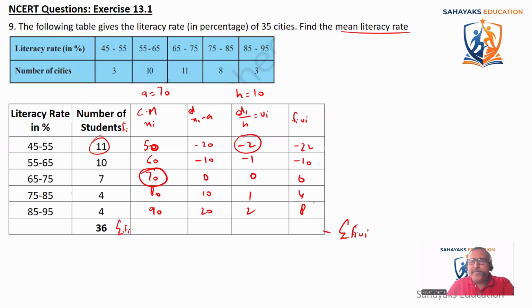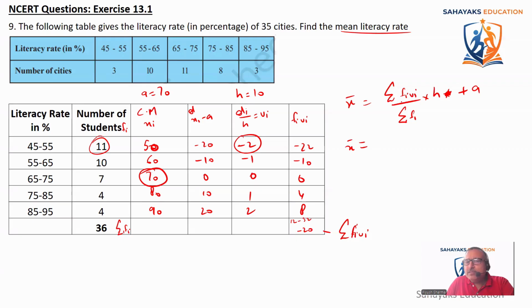Sigma Fi ui. So 8 plus 4, 12. 12 minus 32. 12 minus 32 comes out to be minus 20. And the formula we know is x bar equal to sigma Fi ui divided by sigma Fi, multiplied by h, plus a. This is the formula. Now we have to find x bar.